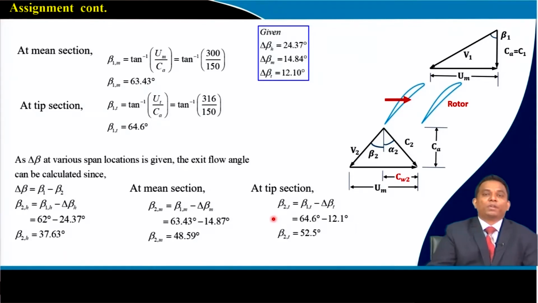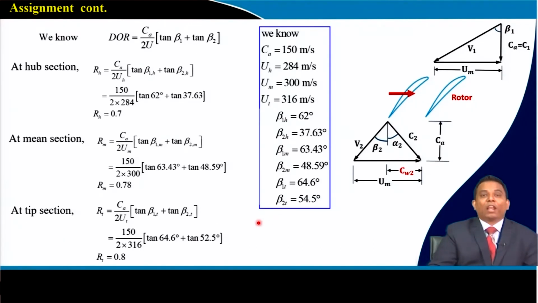Now the angles beta 1 and beta 2 are known to us. We already know our peripheral speed at different stations. Our axial velocity we are assuming to be constant. So based on that, we can calculate our degree of reaction, that is Ca by 2U times (tan beta 1 plus tan beta 2). Now for all the stations we have calculated our beta 1 and beta 2, so based on that you can calculate your degree of reaction.